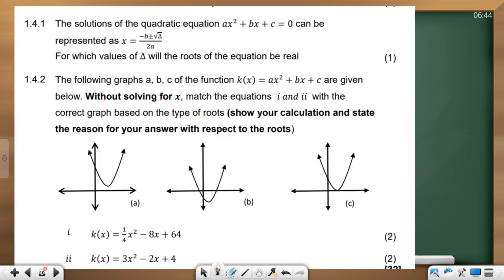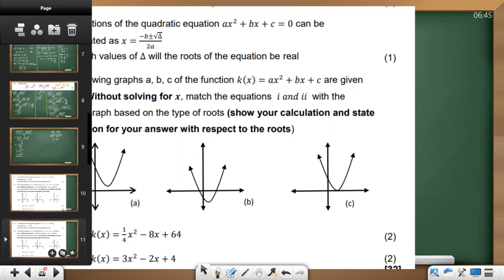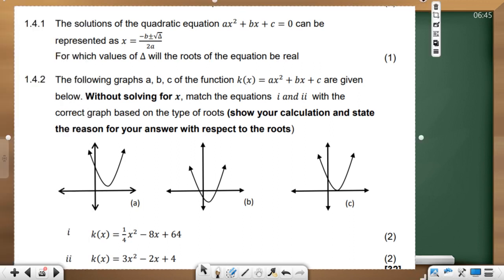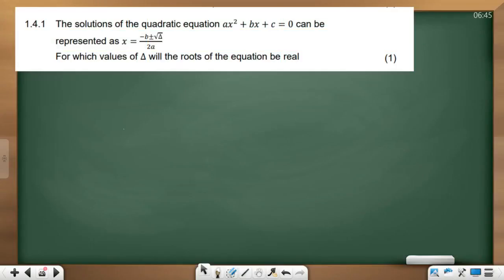All right. Now we go to nature of roots. Nature of roots. Okay, I don't need to move this, change this. The solutions of the quadratic equation ax squared plus bx plus c equals 0 can be represented as x equals minus b plus or minus our discriminant. All right? Plus or minus our discriminant. That looks more like a quadratic equation. So our discriminant finds itself under the square root. So my discriminant is b squared minus 4ac.